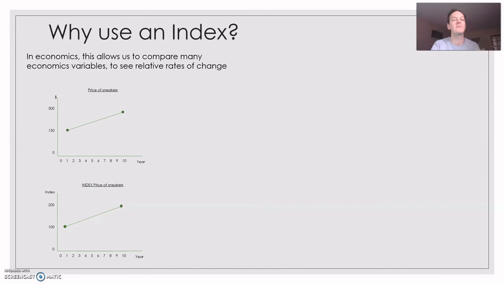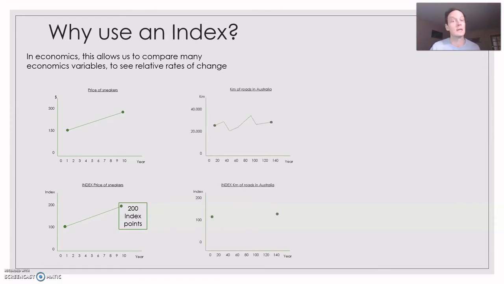So we're still using our same information there, our price of sneakers and our index price of sneakers. As we said, that was 200 index points. What using an index enables us to do is compare the growth rates, or the relative rates of change, across two very different things. It might be things that are measured in a different way, so in this case dollars and kilometers, or it might enable you to compare the relative rates of change for really big numbers and really small numbers. Because a really big number starts as a really big number, and a really small number starts small, the relative rates of change will be the same.